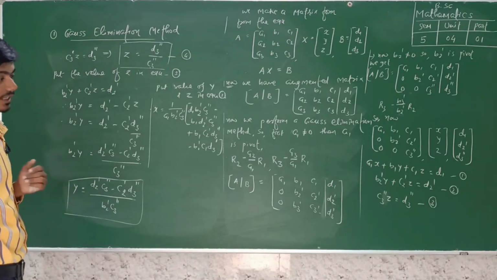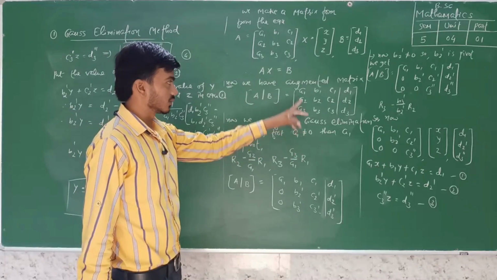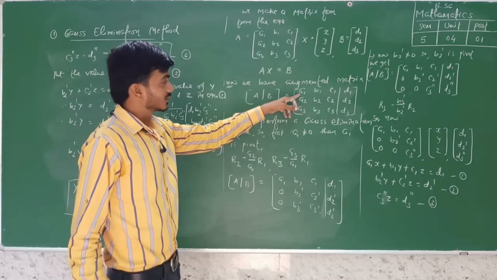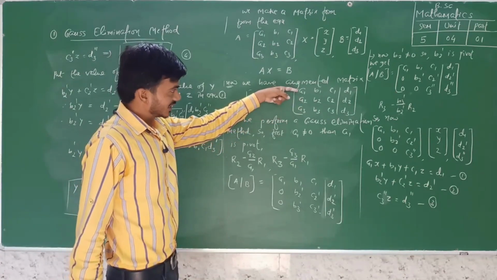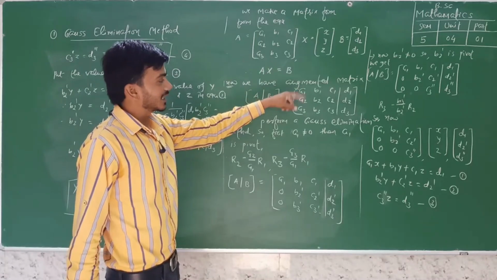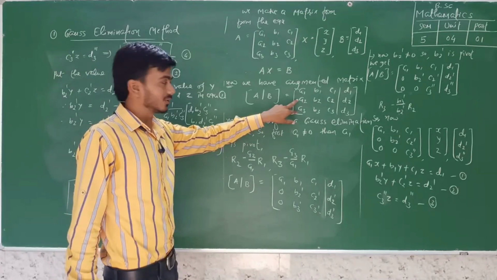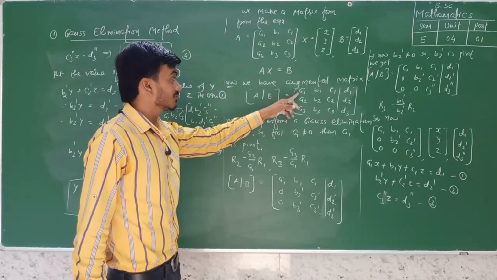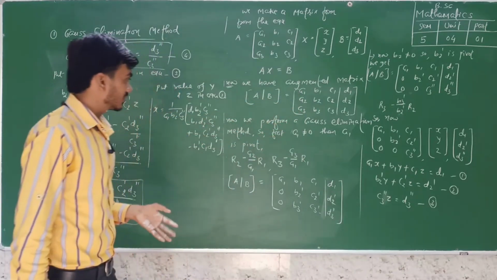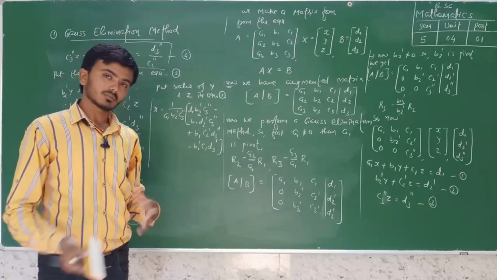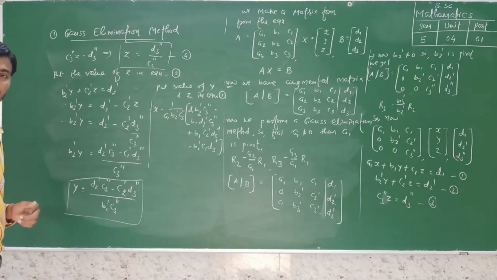This method fails whenever A1, which should be not equal to 0, is equal to 0. Whenever A1 is equal to 0, we cannot make the elements A2 and A3 zero. So this method fails whenever the first element A1 is equal to 0. In this type of situation we can interchange the equations, and after that we can solve for the three unknowns X, Y and Z.